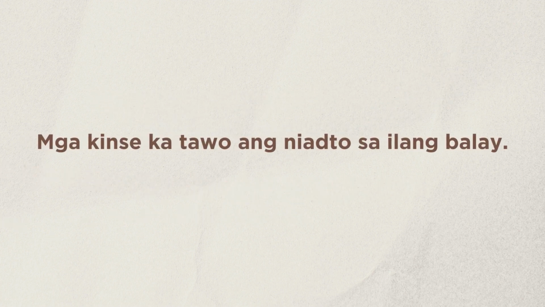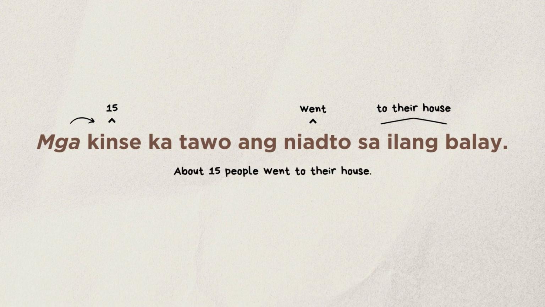Another example. Mga 15 katao ang niadto sa ilang balay. 15, which we have already talked about in our previous video about numbers, means 15. If you haven't watched that video yet, you may click it here. Ka, which is our marker here, so 15 katao would mean 15 people. We put mga in front of it, so it's just an estimation of the number of people that will arrive. Niadto is the past aspect of went. Sa ilang balay means to their house. Then this whole sentence means about 15 people went to their house.